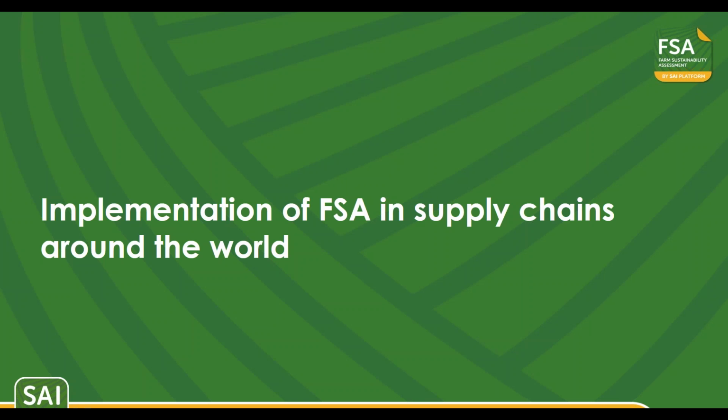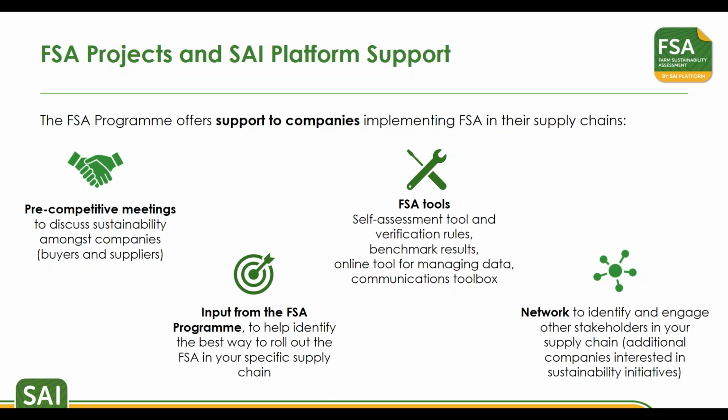So now if we look at some of the implementation of the FSA that we have globally, within the SAI Platform, we provide support to companies, specifically our members and their suppliers, for FSA project implementation. We provide pre-competitive meetings, and that's where companies can come together, buyers and suppliers and anybody else in the supply chain, to really discuss some of the challenges of sustainability, but also the opportunities. And we ensure that's done pre-competitively, so discussions related to pricing and tonnage and all of that are not able to be discussed, so we can really focus on the heart of the issues.